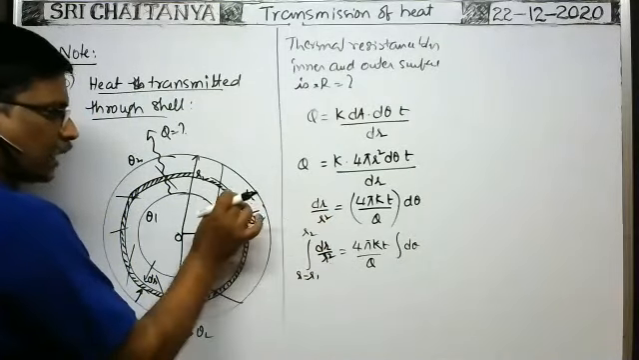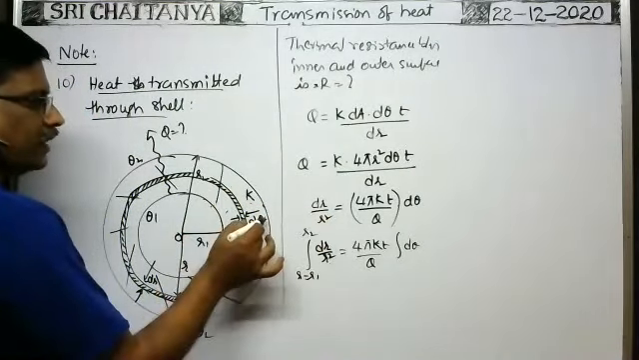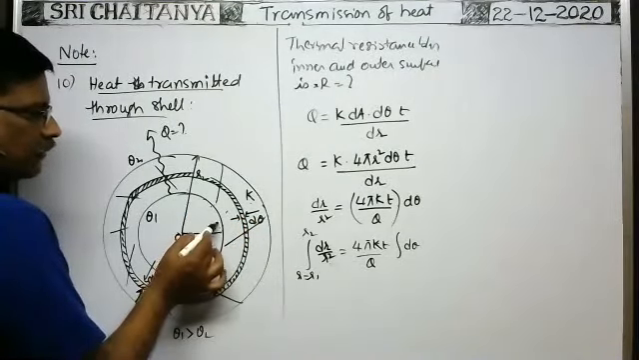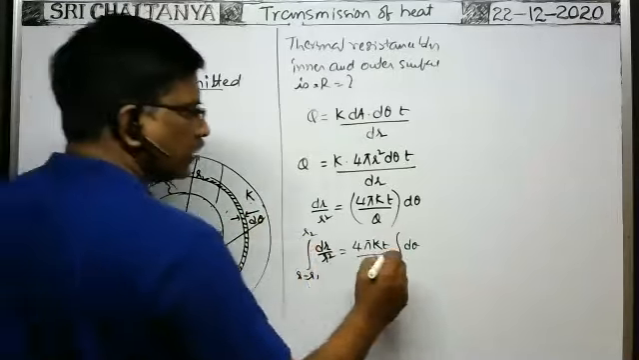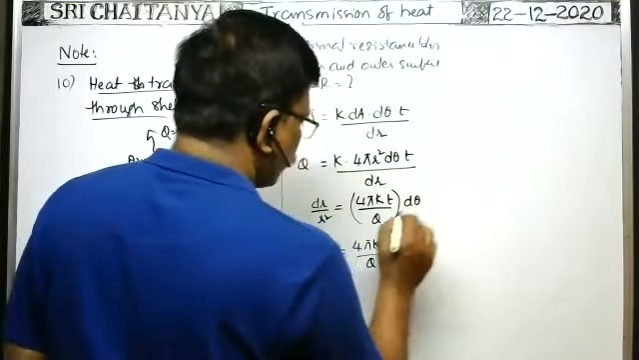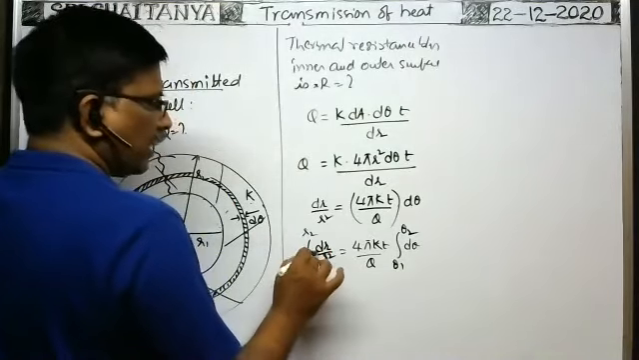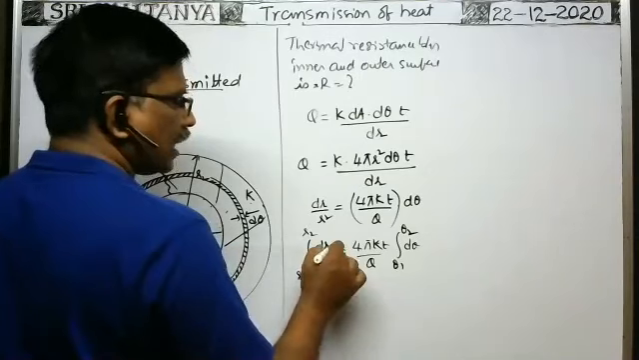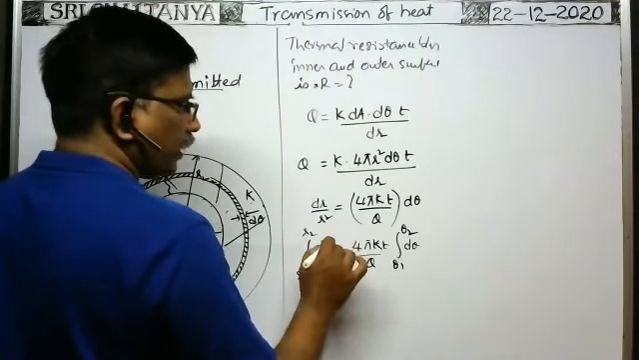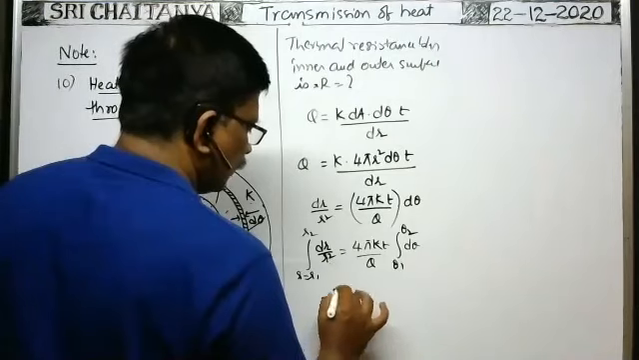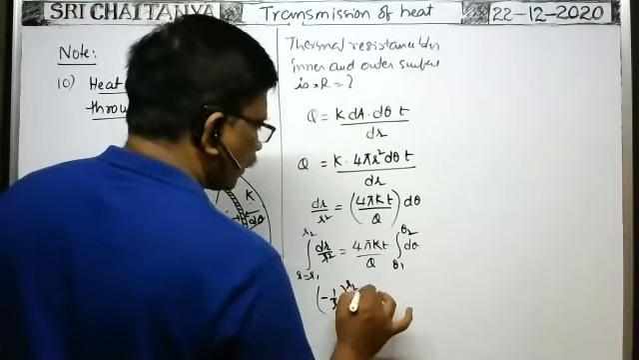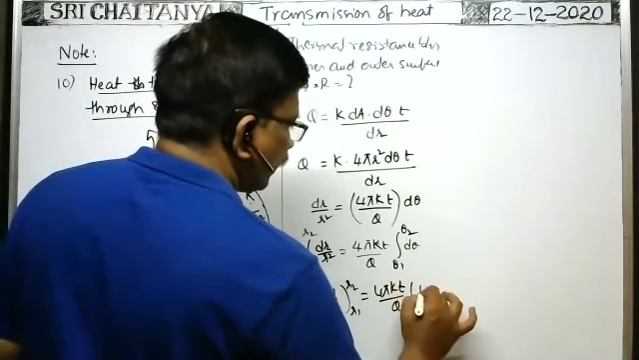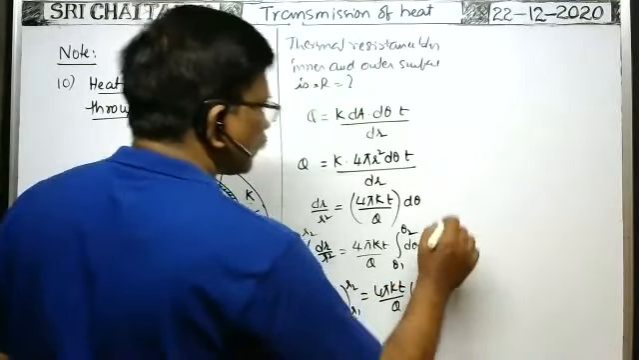So as this type of element can be considered from r1 to r2 radius, the temperature changes from theta 1 to theta 2, because the temperature of the inner surface is theta 1 and the outer surface is theta 2. That's why we integrate between theta 1 and theta 2. Therefore, 1 by r square means r to the power of minus 2 dr. The integral of r to the power of minus 2 dr means r to the power of minus 1 by minus 1, that means minus 1 by r, with limits r1 to r2, is equal to 4 pi kt by q into theta. The integral d theta means theta 1 to theta 2 limits.